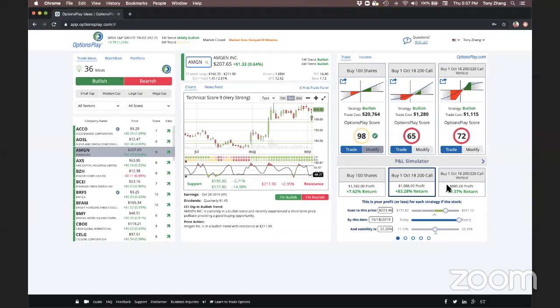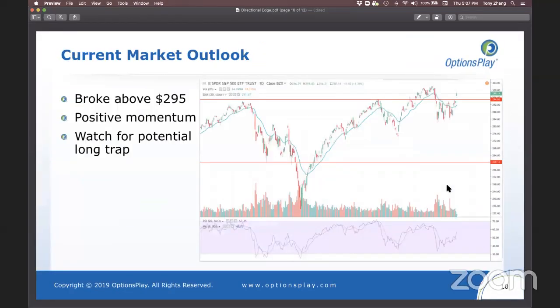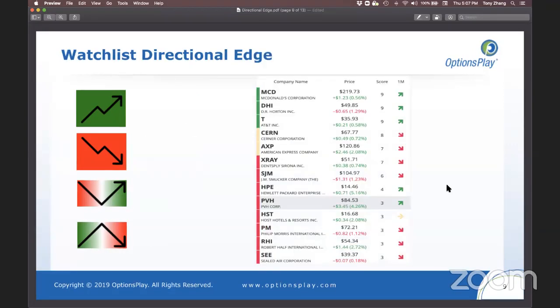I'll include the slides as well so that you can review the 4 different criteria: strong bullish, strong bearish, bullish turnaround, and bearish turnaround, and take a look at this chart and see how they map up. And that will allow you to learn the visual cues that you need to look for on the watch list or the trading ideas list to quickly scan for ideas.